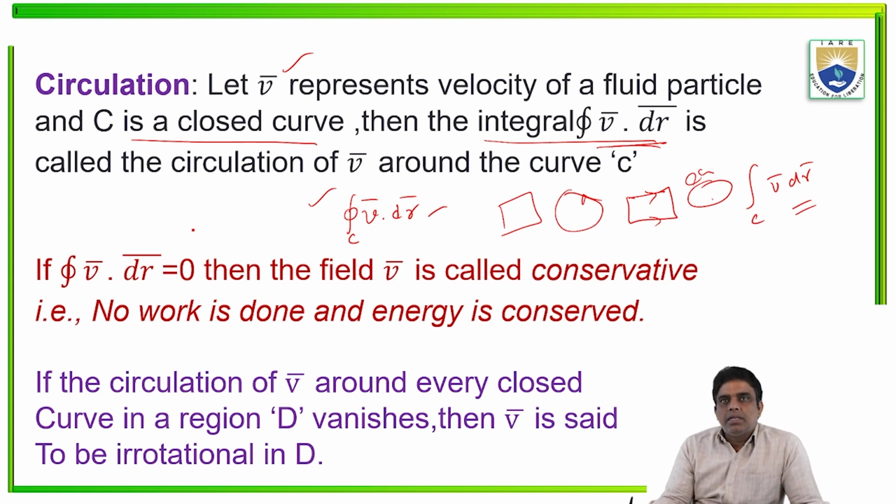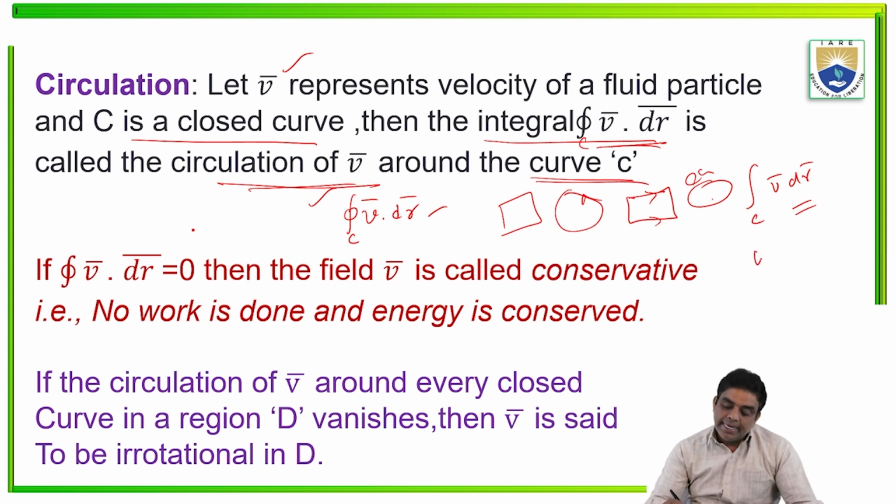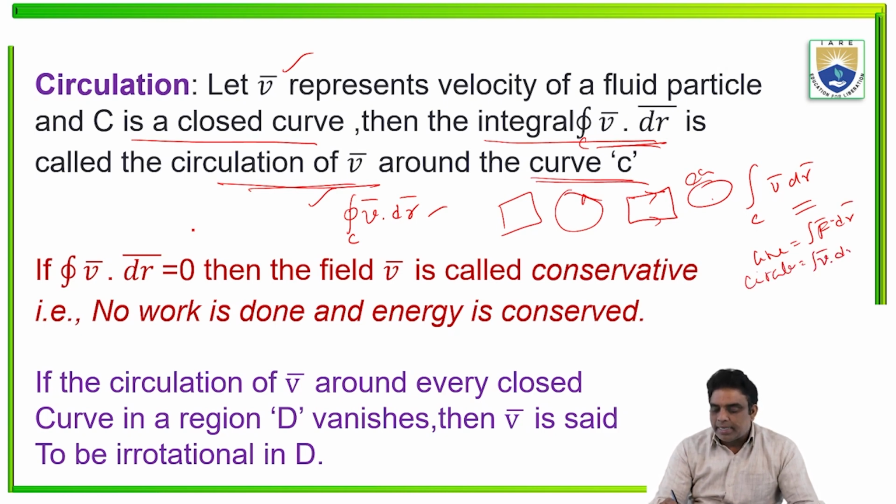So what is circulation? If v bar represents a velocity vector of a fluid particle and C is any closed curve, then the integral over the closed curve C of v bar dot dr bar is called the circulation of v bar around the curve C. So if you want to find the line integral, you calculate integral f bar dot dr bar. If you want to calculate the circulation, then also you calculate integral v bar dot dr bar.